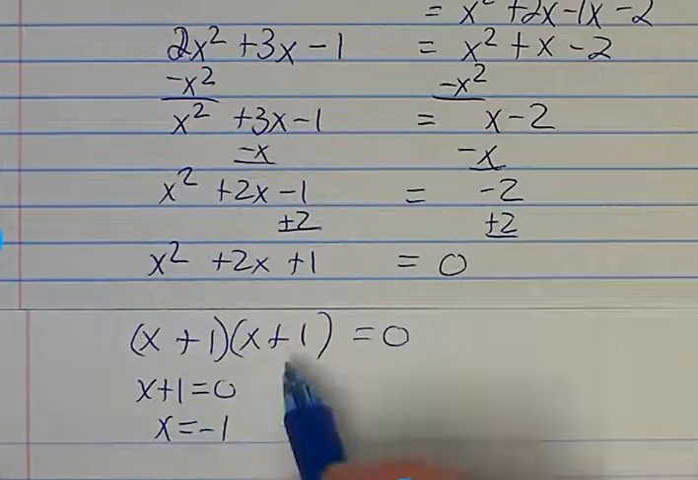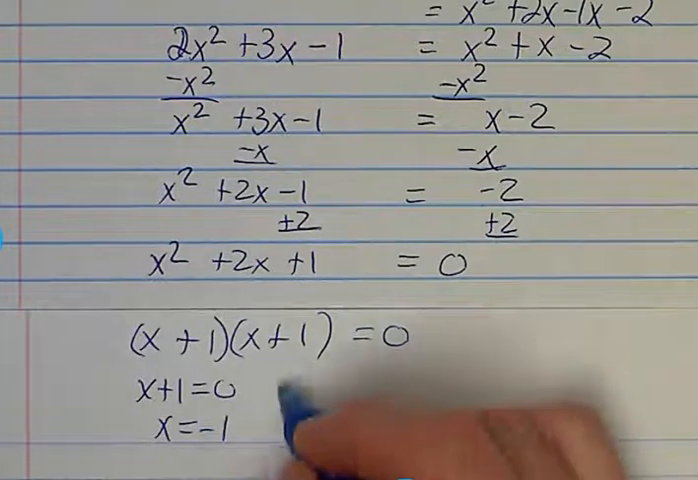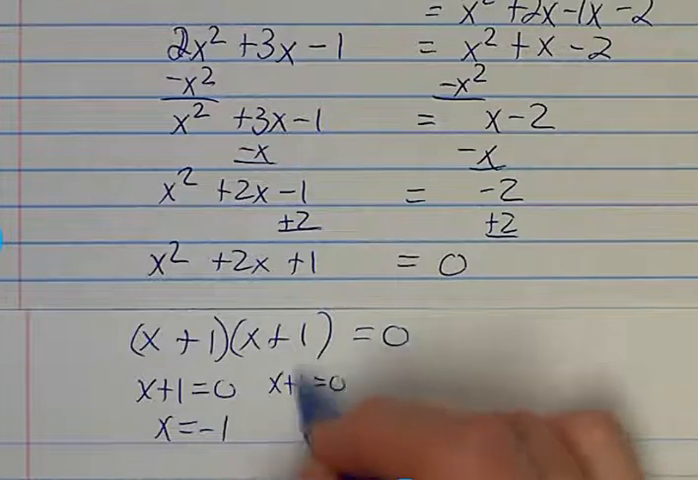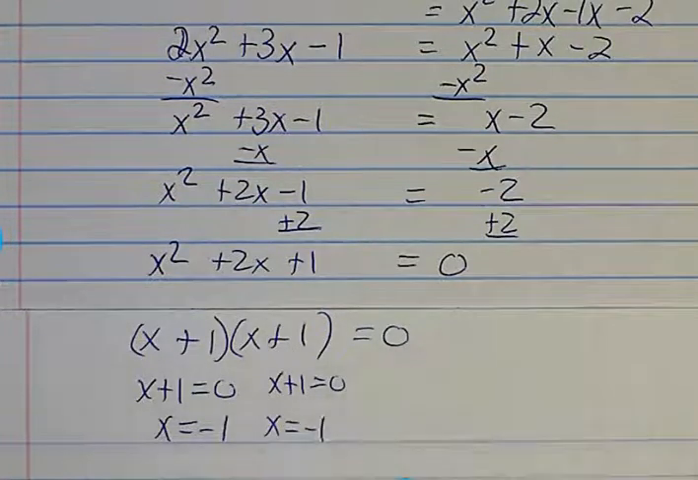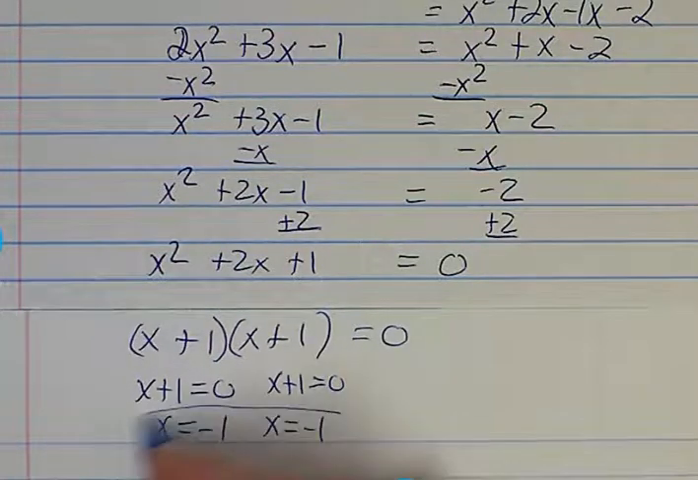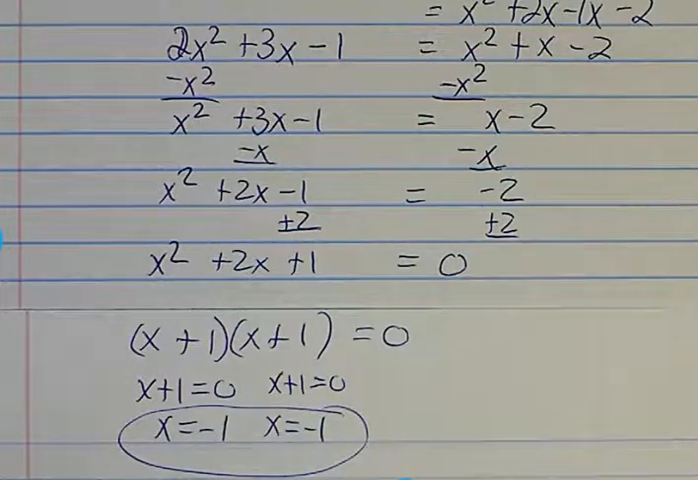And again, you could say, well, I thought we needed two answers. Well, technically you're setting that parentheses equal to 0 also. So the two answers are negative 1 and negative 1. It's a repeat answer, so that's why it's showing up twice. If it shows up twice, you really only have to put it once.